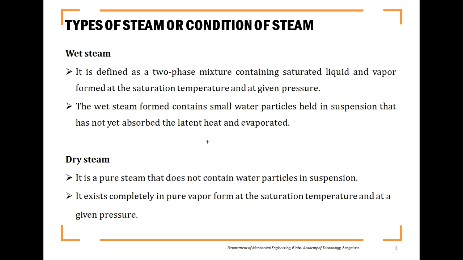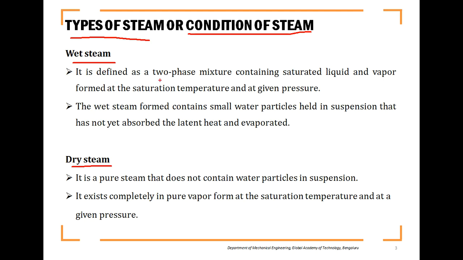You need to understand that there are three types of steam, or you can also call them conditions of steam. The first type is wet steam. The second one is dry steam. The third one is superheated steam. You need to understand when it is called wet steam, when it is called dry steam, and when it is called superheated steam. So we'll see the definition of wet steam.